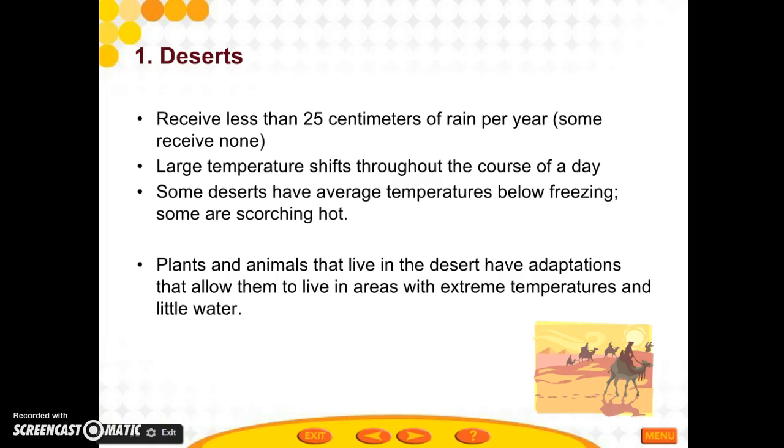First biome to talk about is the desert biome. In the desert, you're going to have less than 25 centimeters of rain per year. Some deserts actually receive no rain. Large temperature shifts throughout the course of the day, so at night it could be freezing cold in the desert, and then during the daytime it's going to be really, really hot.